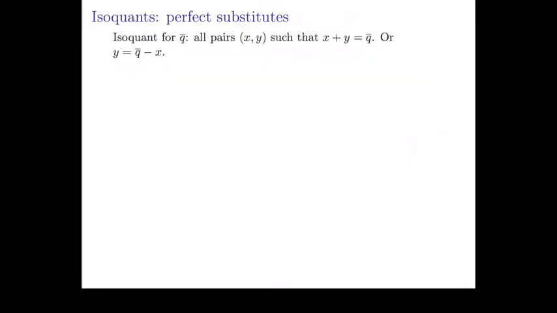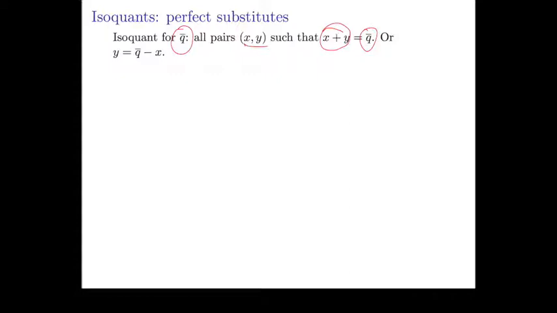So what do the isoquants look like for these perfect substitutes production functions? Well, we're going to do the same thing as we did before. Let's fix the output Q bar and look at all the pairs of inputs X and Y that give you Q bar units of output. Well, if you use X and Y as your inputs, your output is X plus Y. So we want to find the X's in the pairs X, Y such that X plus Y equals Q bar.